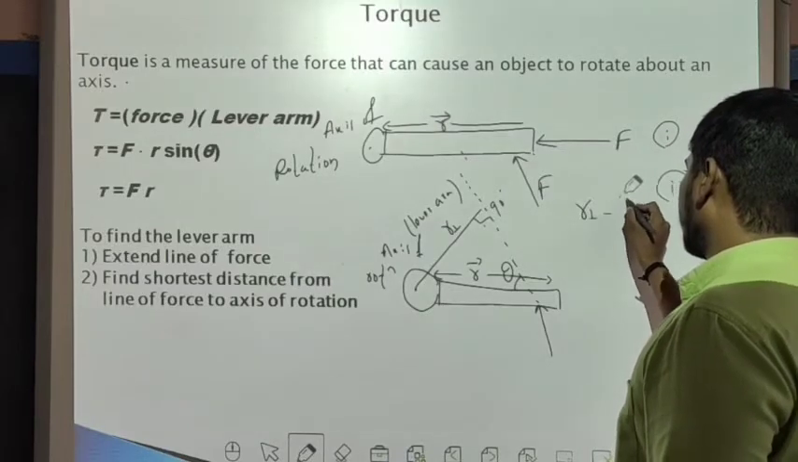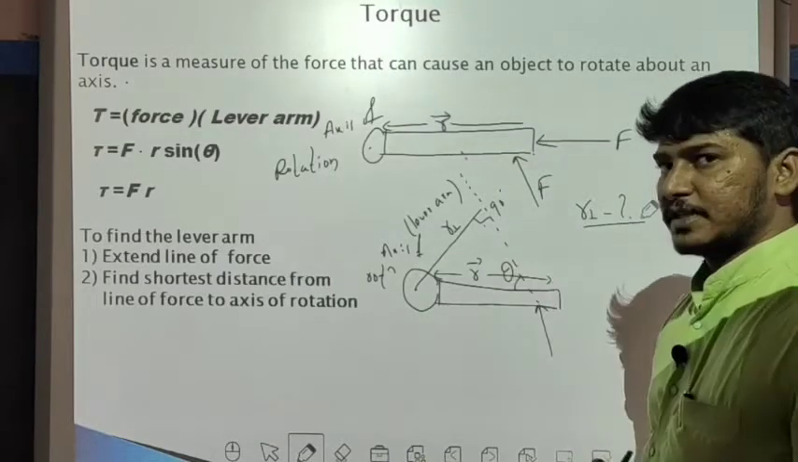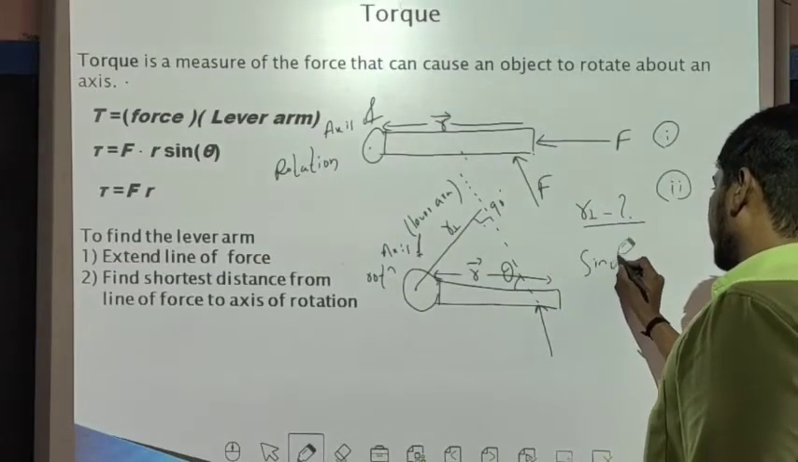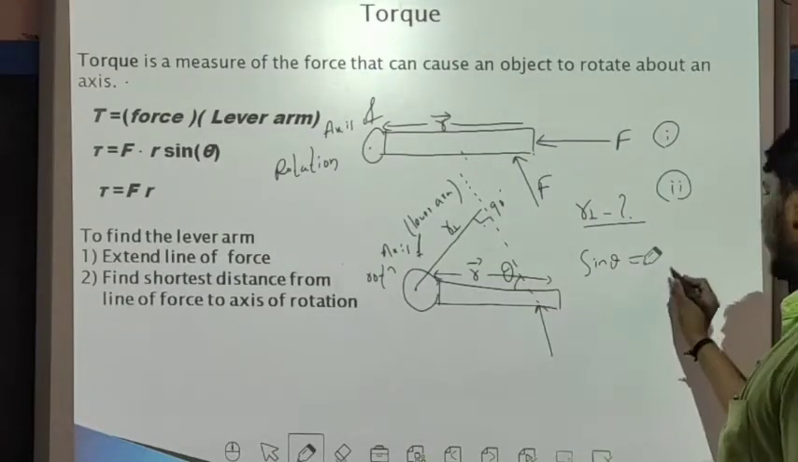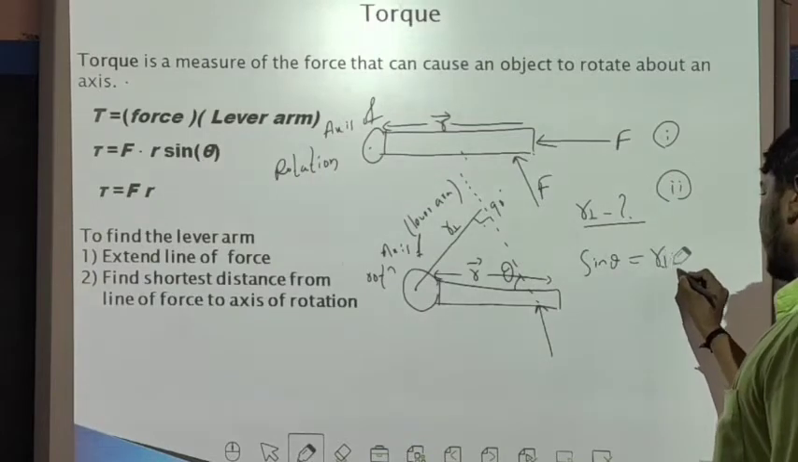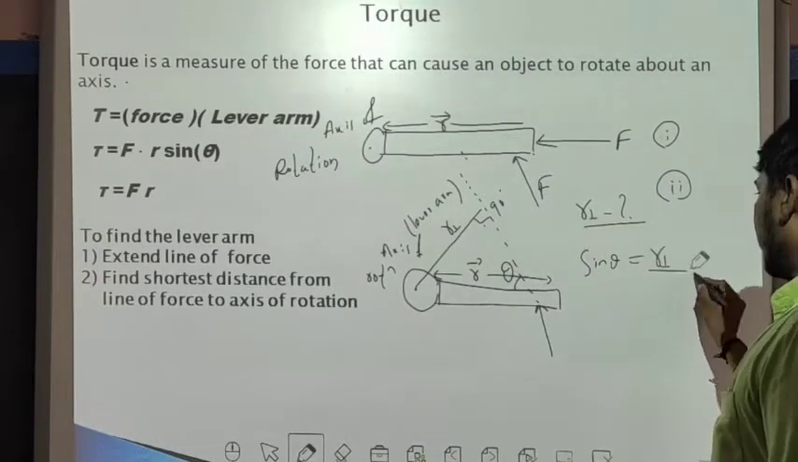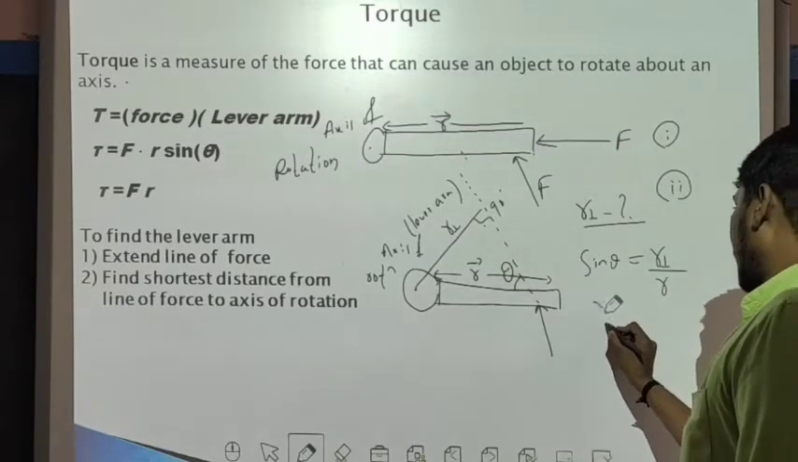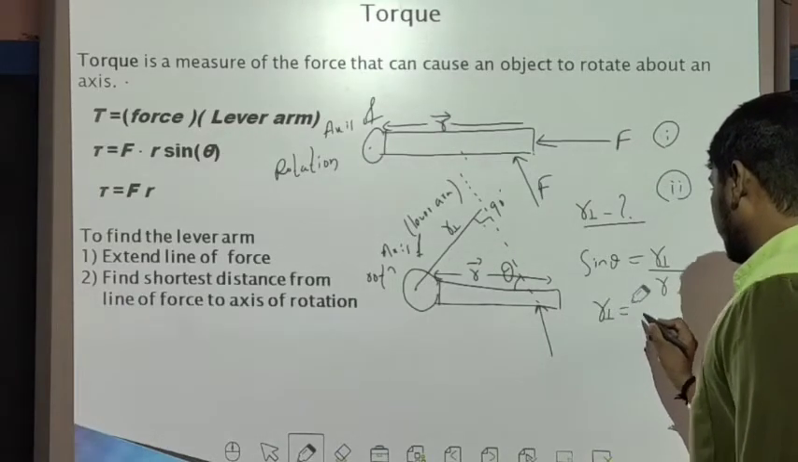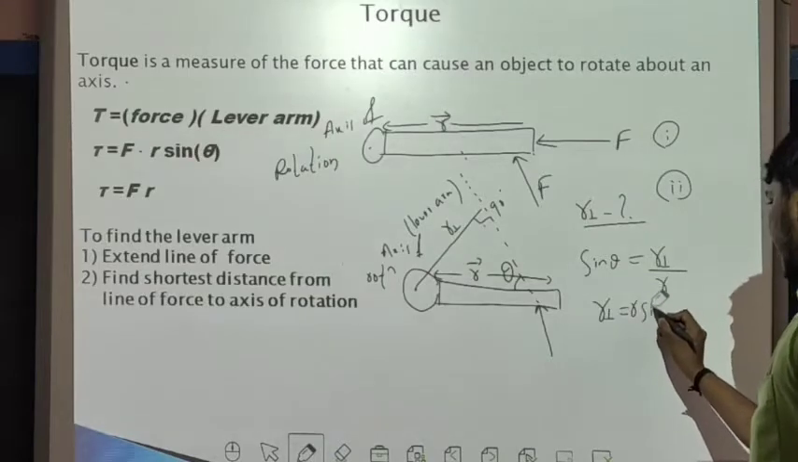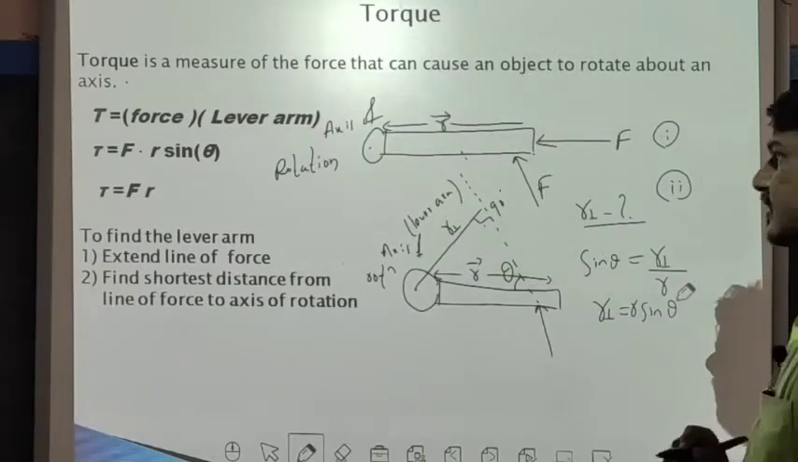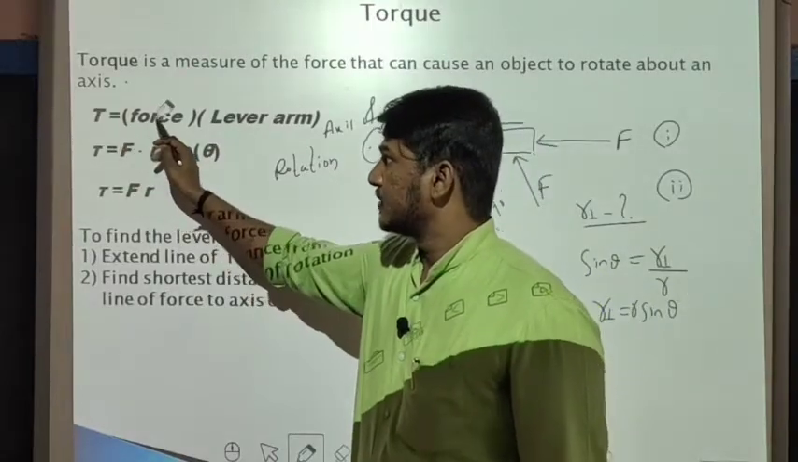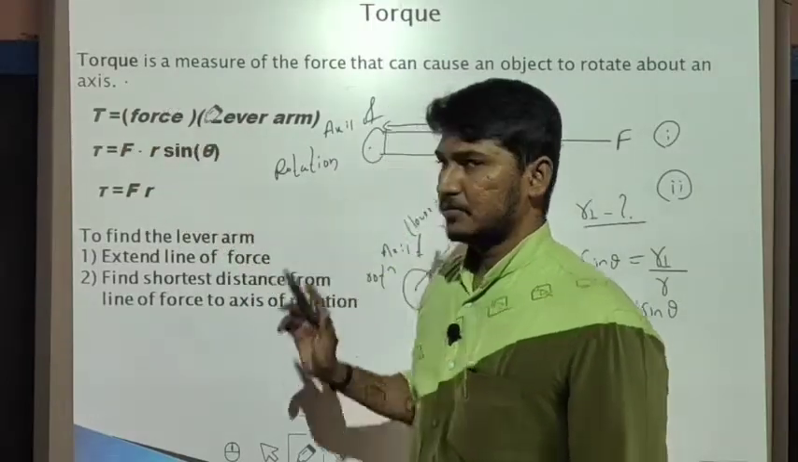We can find r perpendicular from this diagram. We need to write sine theta is equal to the opposite side, that is r perpendicular, divided by the hypotenuse, that is the distance vector r. Then r perpendicular is equal to r sine theta. Here we have the equation for torque: torque is equal to force into lever arm.